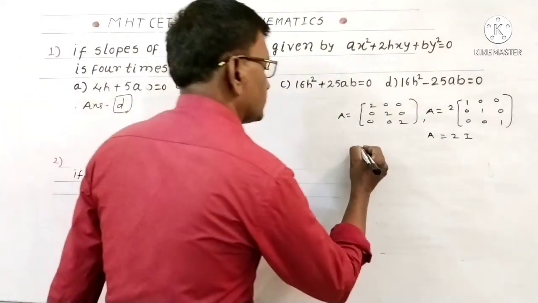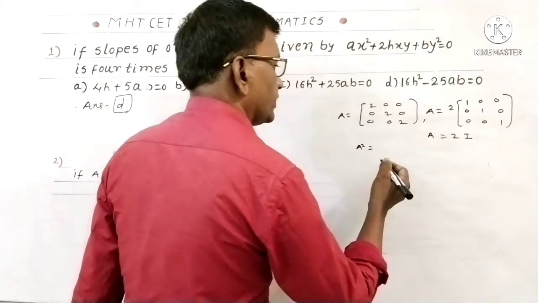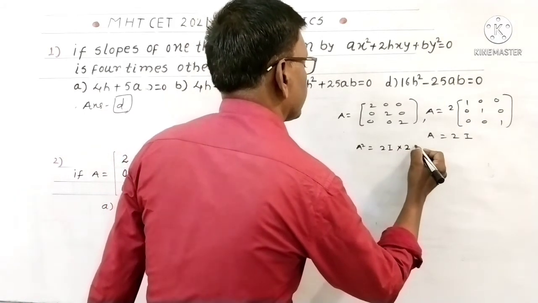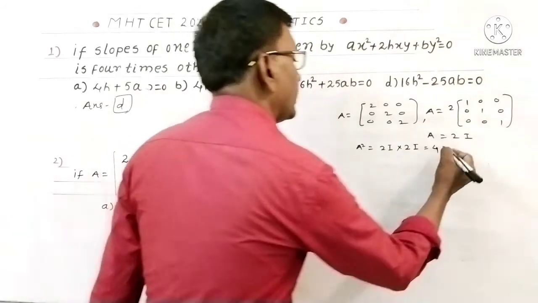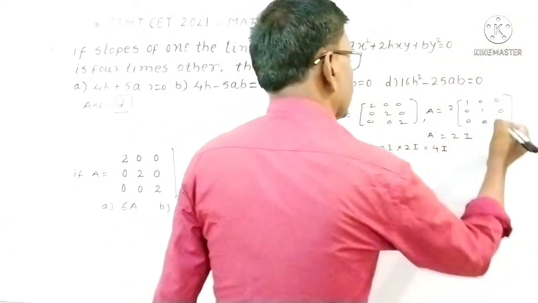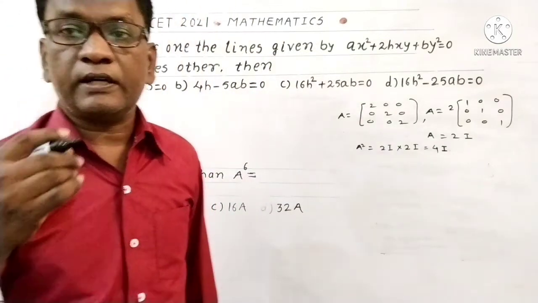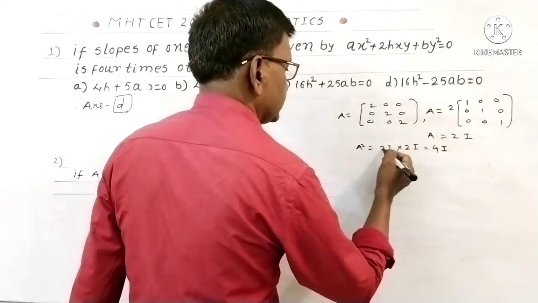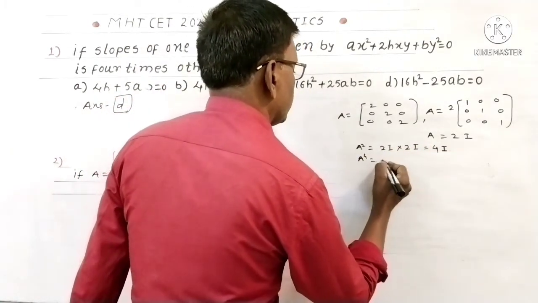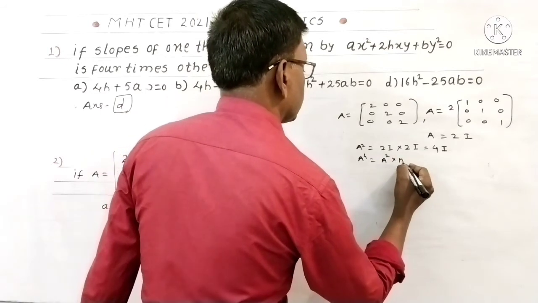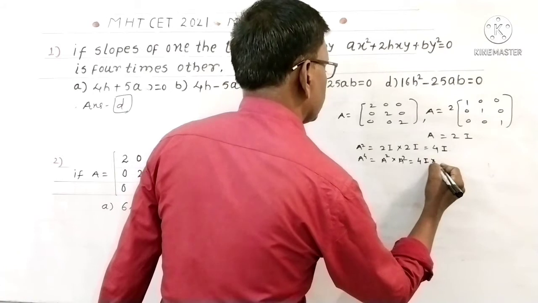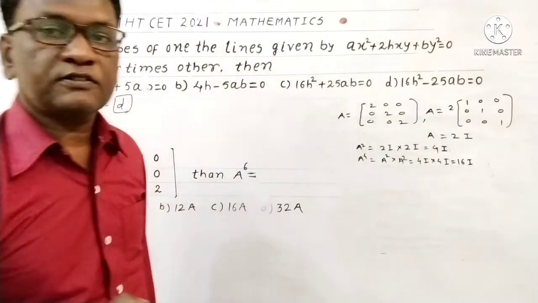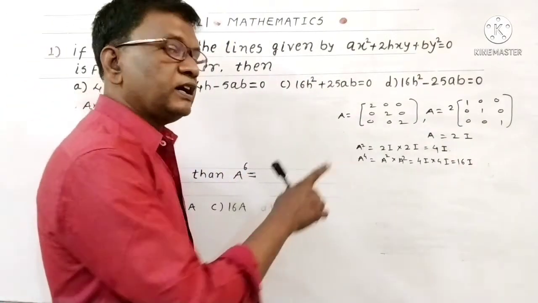Then find A square. A square we write as 2I into 2I, which is 4I. How is it I? Let us see. If you multiply an identity matrix by another identity matrix, we get the identity matrix only. That's why here it is 4I. Then A4 we write as A square into A square, 4I into 4I. 4 fours are 16I. If you multiply identity matrix by identity, we get the identity matrix only.